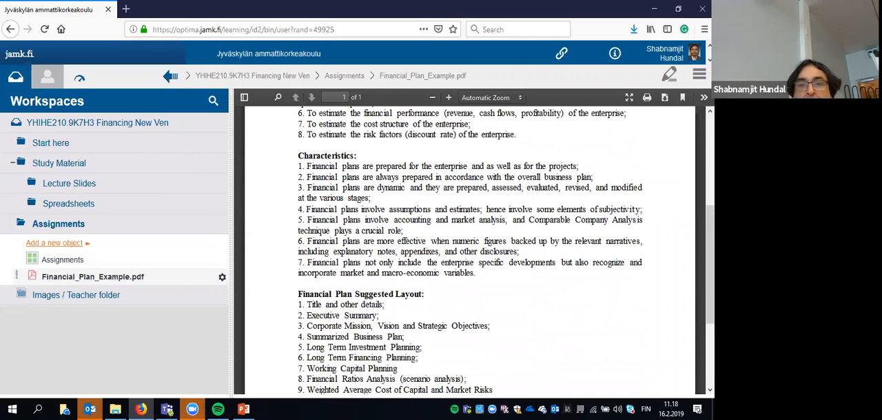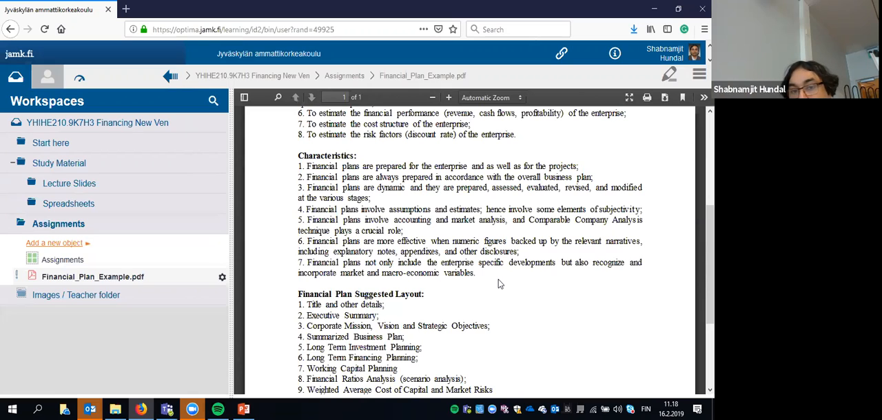Characteristics: the financial plans are prepared for the full company or even for the project. If you're a startup, there is no difference between the enterprise and the project because you're very small. In the big companies, you also do project financing. You finance a project irrespective of the rest of the company.